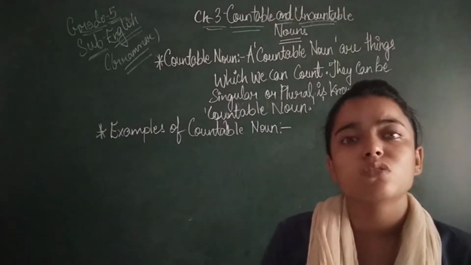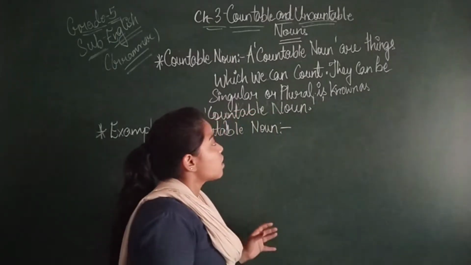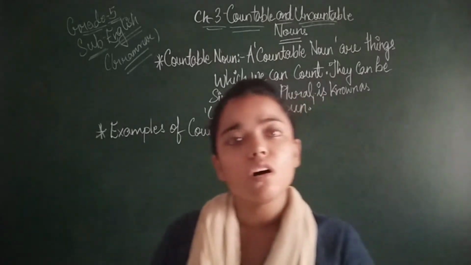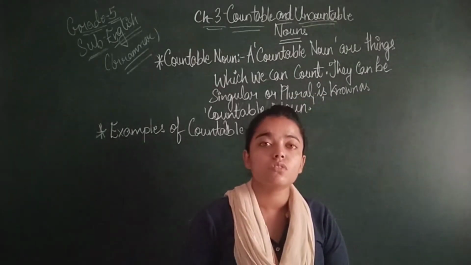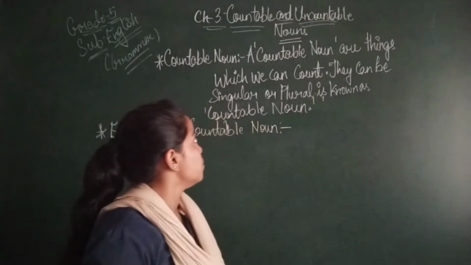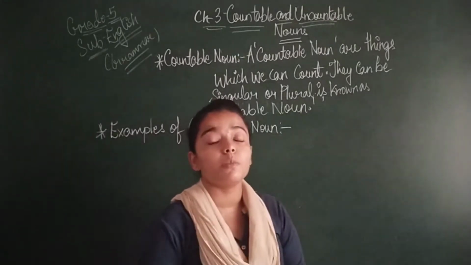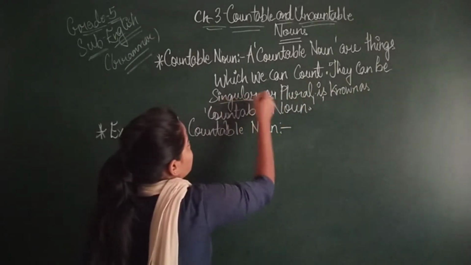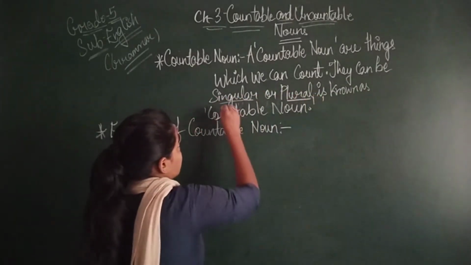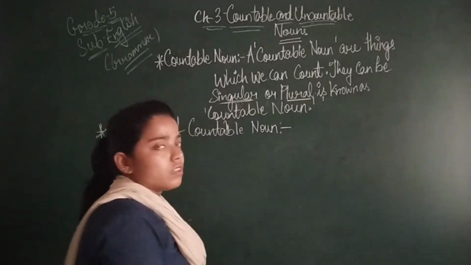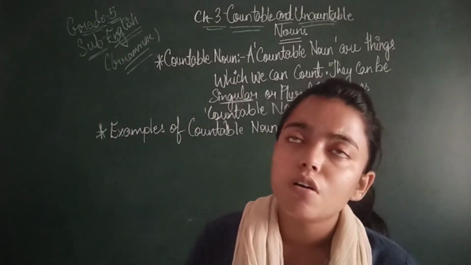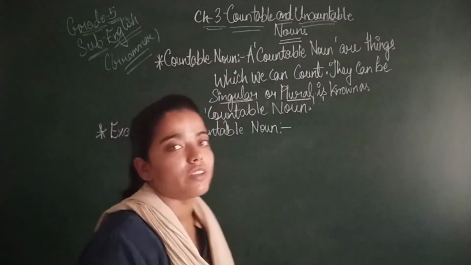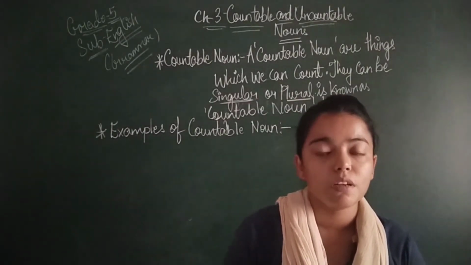So what they are trying to say in the definition is that countable, count means जो हम count कर सकते हैं. Simply we can say जो हम count कर सकते हैं उसे countable nouns कहते हैं, right? But the most important thing here is they can be singular or plural. They can be in the singular form or a plural form. They can be in both forms. By that we can identify that it is a countable noun.